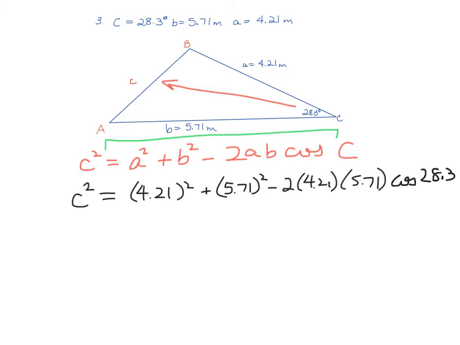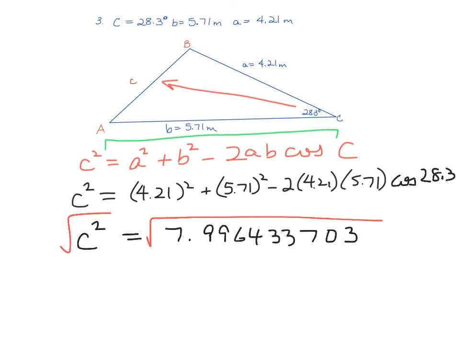So again, you can do this continuous, add in some parentheses, and then once you get the answer, you need to square root it. So once I multiply and add and subtract here, c squared should equal 7.996433703. Again, to find the value of c, square root that.